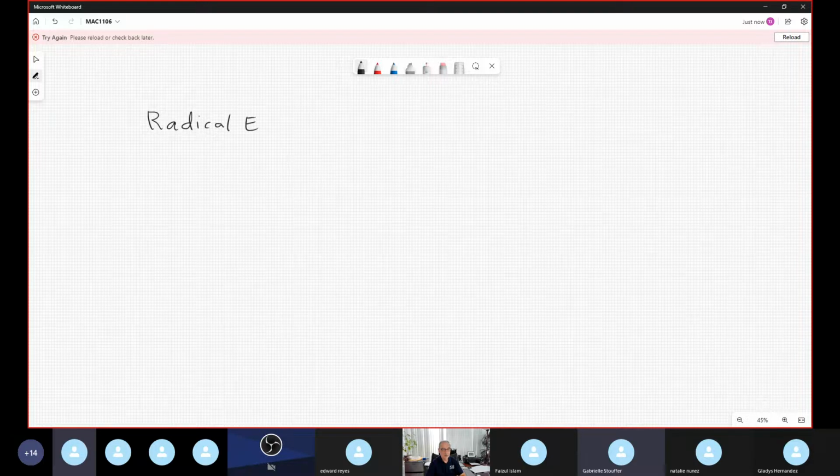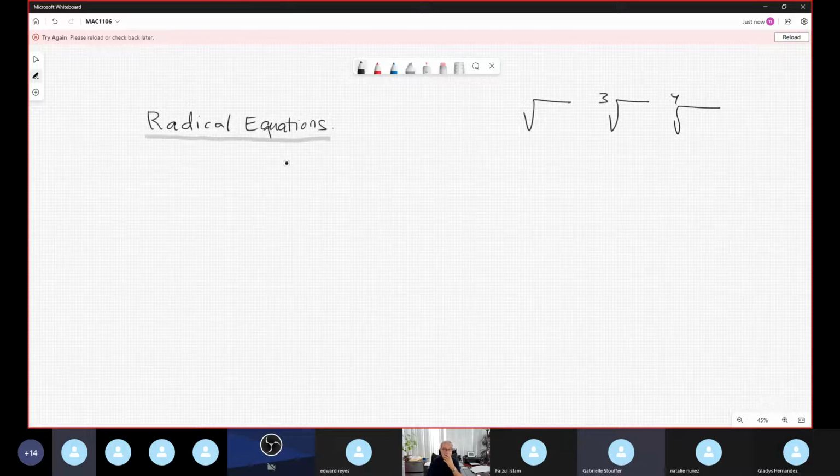A radical equation is easy to identify because it's an equation that contains a radical. So when you see a radical, maybe a square root or cubic root or fourth root, this is classified as a radical equation. So you need to be careful. Let me explain the theoretical part.